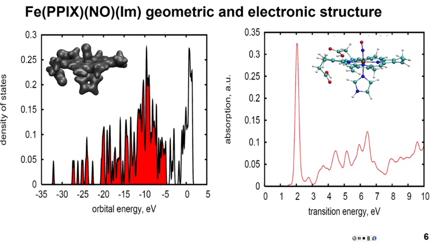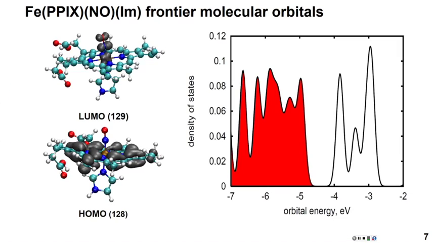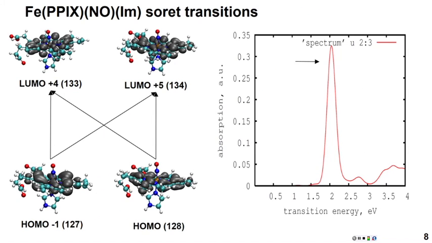This shows the geometry optimized structure for my first model. The thing to keep in mind is that the HOMO has electron density on the porphyrin ring, whereas the LUMO has electron density on the nitrosyl ligand. If we look at the Soret transition of this model, these transitions are dominated by molecular orbitals that have charge density along the porphyrin ring. These are pi-to-pi star transitions that are commonly observed in porphyrins.